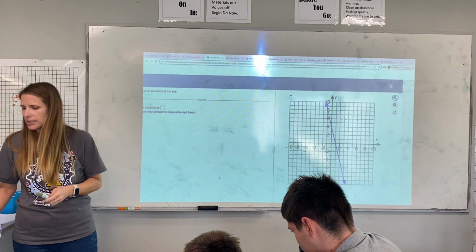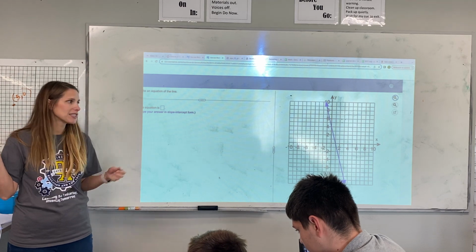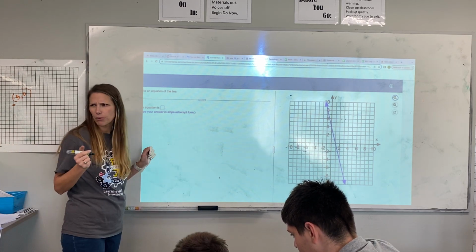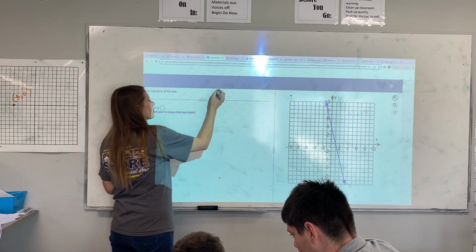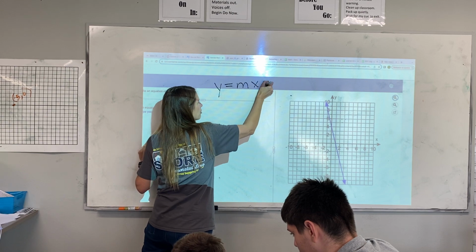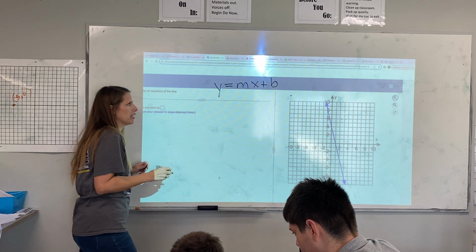Now, it says it wants it in slope-intercept form. This is still 2.1, so we're still working in slope-intercept form. Which one is this one? What number is this? 12. So we need it in slope-intercept form, y equals mx plus b, okay?